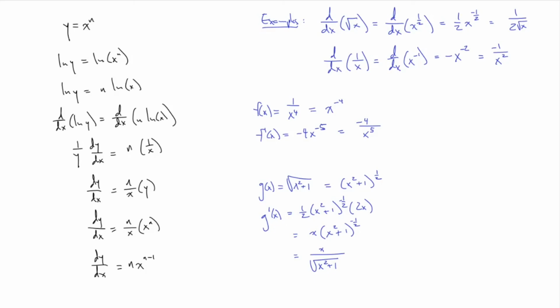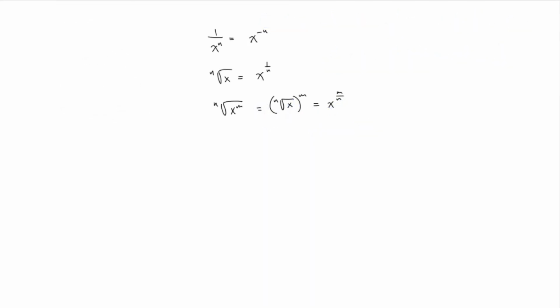Either answer is fine. Okay, just to remind you about some basic properties of exponents that you will certainly need for your homework. 1 over x to the n, same thing as x to the negative n. We just saw that a couple of times. The nth root of x is x to the 1 over n, so the 7th root of x is x to the 1/7. And then finally, the nth root of x to the m, which is the same thing as the nth root of x, all to the m, is just x to the m over n.